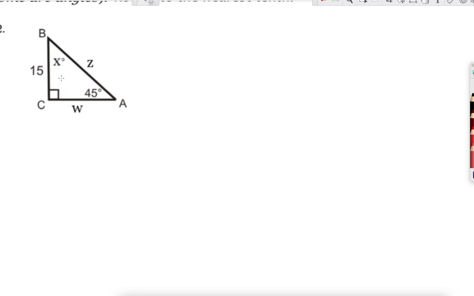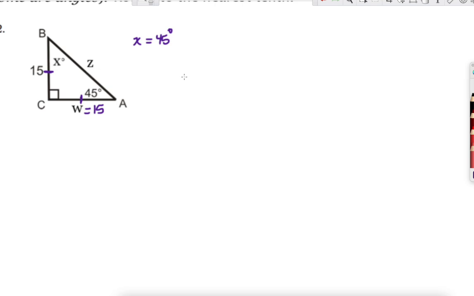45, 90. Well, what does x have to be? Has to be 45 degrees. And so we know that the legs are congruent in an isosceles triangle. So W is also 15. And now we're looking for z, which is the hypotenuse.